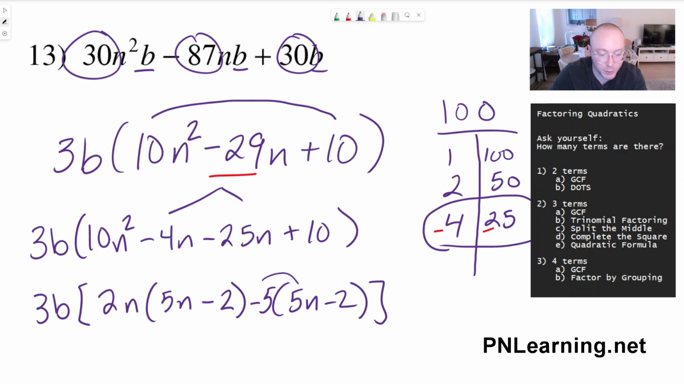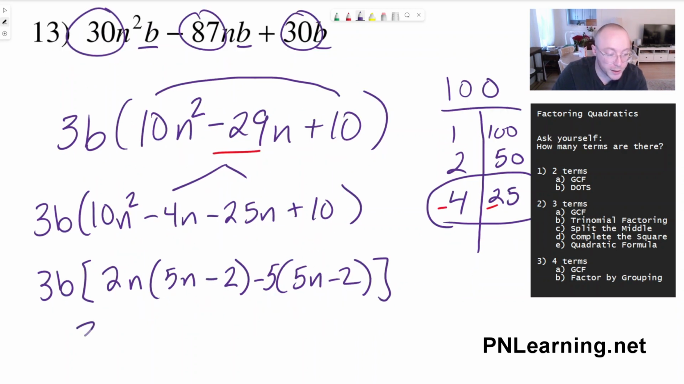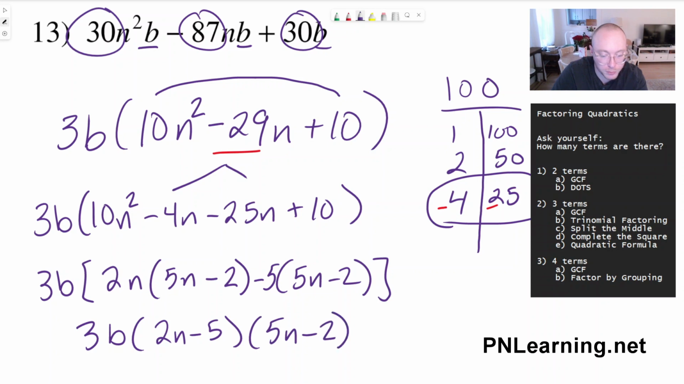And that should work out, right? Negative 5 times 5n, negative 25n, negative 5 times negative 2 is positive 10, so that's nice. And here we are at our answer, so we're going to have 3b times 2n minus 5 times 5n minus 2. And that's it for number 13.